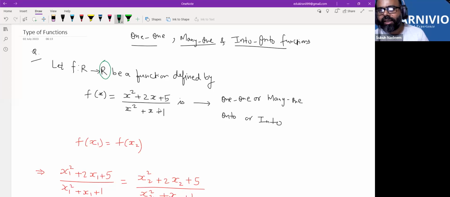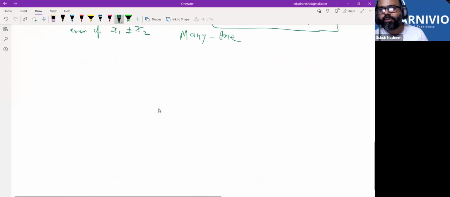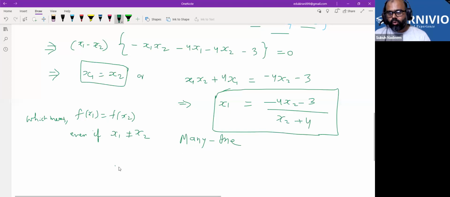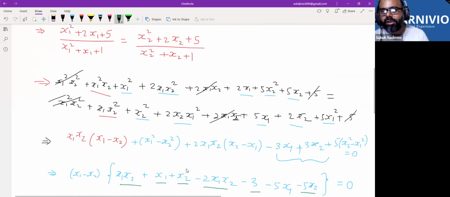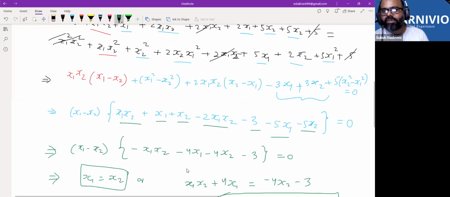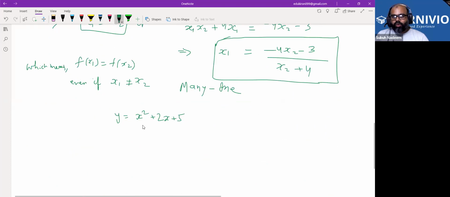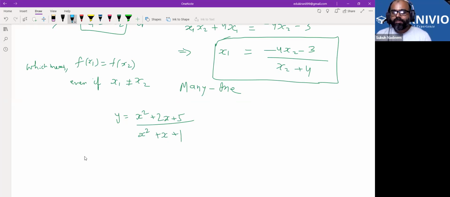We take y is equal to x square plus 2x plus 5 upon x square plus x plus 1. So these are the standard ways. In this manner, many questions have come in previous years. So you have to know all of this for competitive exams, for JEE specifically.